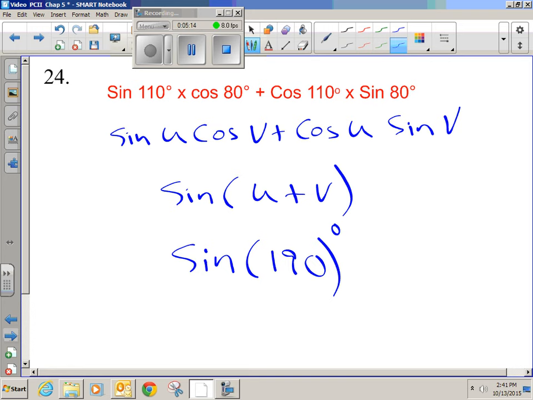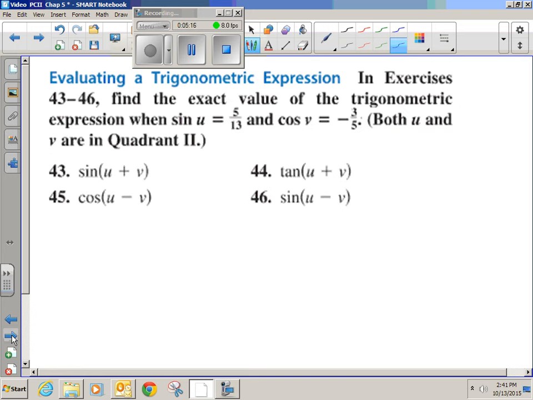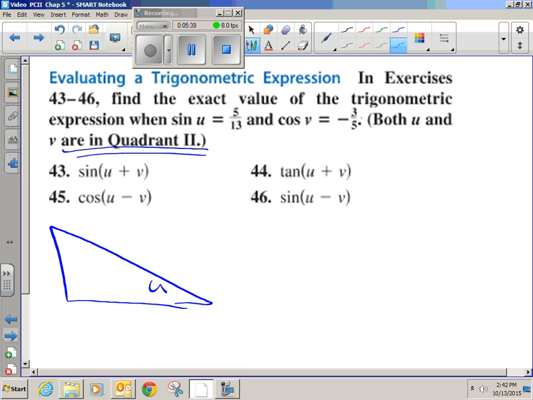Let's look at the next one. I'm going to do the two evens here, tan of u plus v, and sine of u minus v. First thing I'm going to do is draw the triangles where u and v both belong. Notice that they say here they're in the second quadrant. So in blue here, this is u, and the sine of u is 5/13, so this is 5, this is 13, and this is -12, because we're in the second quadrant.